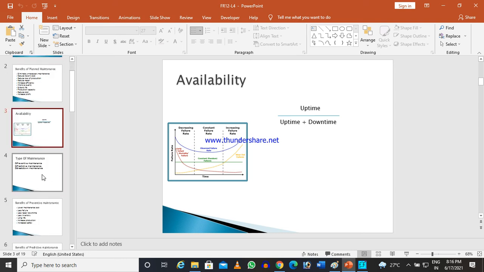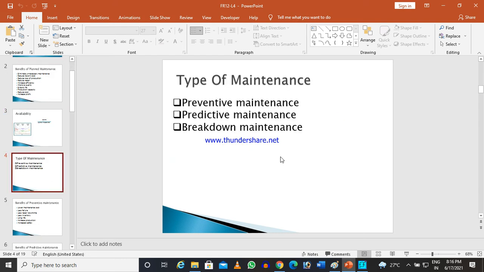Okay. Now what are the types of maintenance? Those are classified into preventive maintenance, predictive maintenance, and breakdown maintenance. Preventive maintenance means regular maintenance: whether it fails or not, you will do the maintenance activity. Predictive maintenance is condition based maintenance.